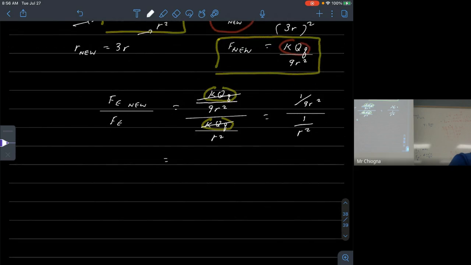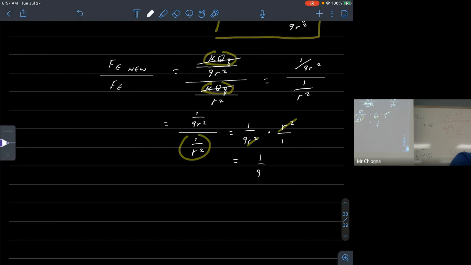Let's rewrite it here. I don't have a lot of room. 1 over 9r squared. Okay. Now I'm dividing by a fraction. So mathematically, that's the same thing as multiplying by the reciprocal. So I can take 1 over 9r squared and multiply by the reciprocal of this. That just means flip it. The r squared goes on top. And that allows me to cancel out the r squared. I get 1 over 9.